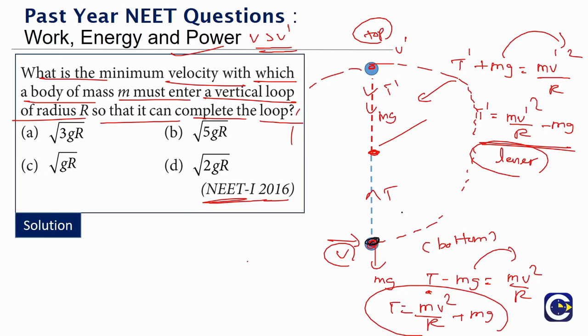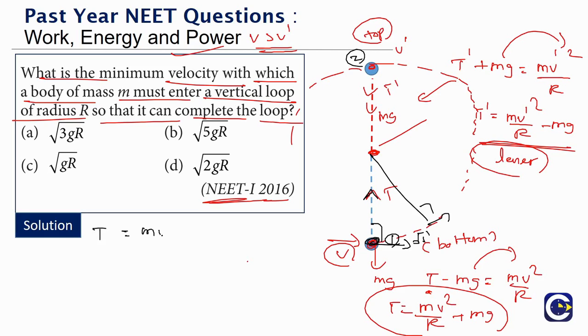From point 1, let's call it point 1 and point 2. Other than gravity, there is only one more force acting, which is tension. Tension will always be radial, and displacement will always be along the tangential path wherever you take. So the work done by the tension force will be 0. Means tension does not do any work. As a result, we'll write down the relations here.